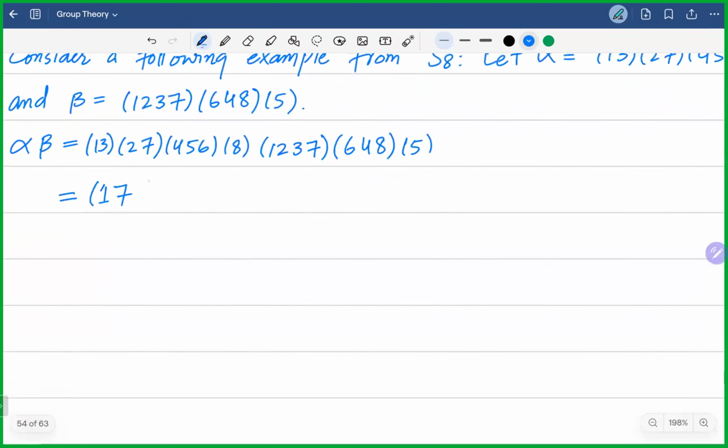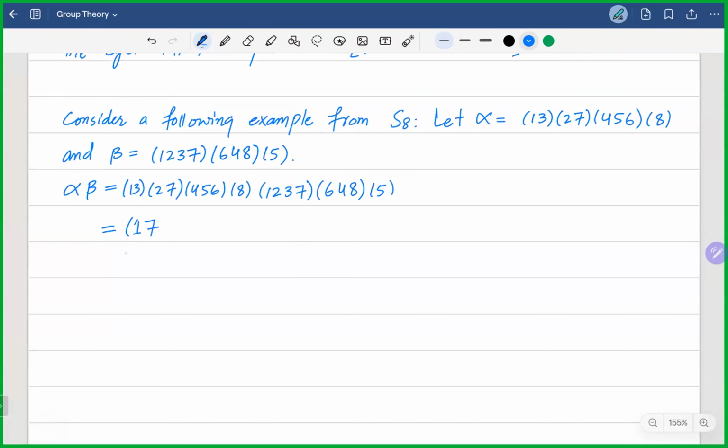Again, (1 3) fixes 7. Now we are back at 5. Thus, we begin that alpha beta is equal to (1 7. Now repeating the entire process, beginning with 7, we have cycle by cycle, right to left. You see 7 goes to 1, and then over here in (1 3), 1 goes to 3. So we have (1 7 3.